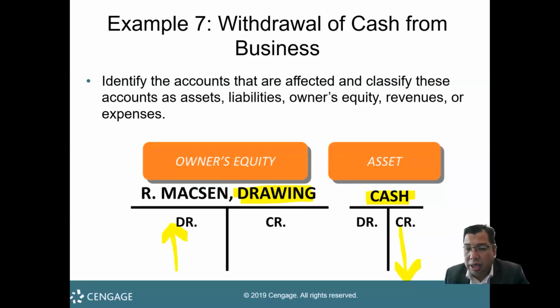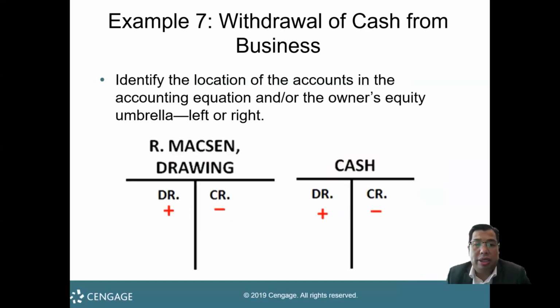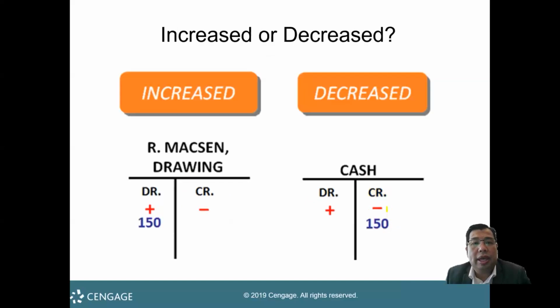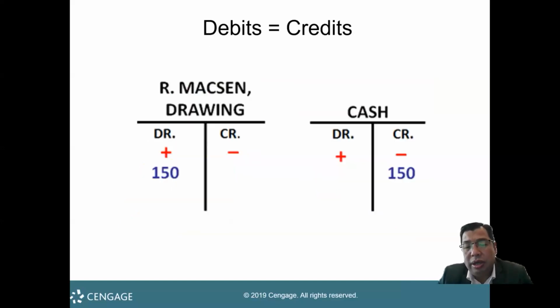So this is the formula. Increase in drawing, reduction in cash. The formula is debit for an increase in the drawing account, and credit for cash if there is a decrease in cash. So I'm going to debit 150 in your drawing account, and credit your cash account by 150. That is the answer for example 7. Debit drawing, credit cash.